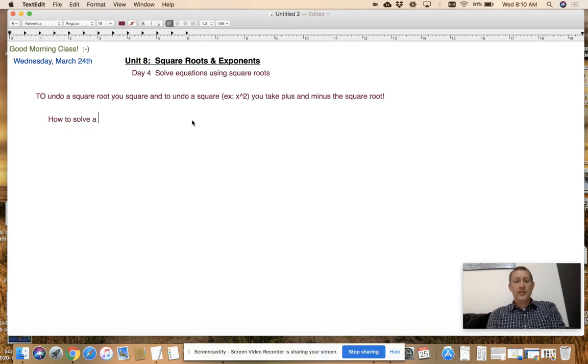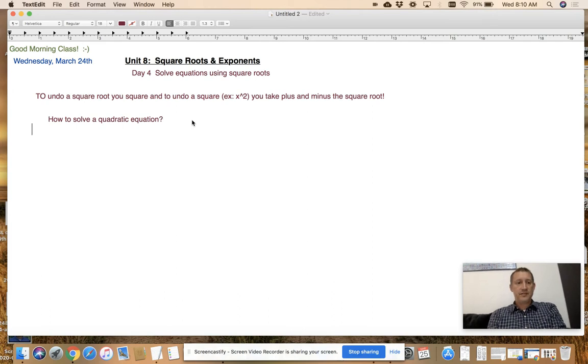these? These are called quadratic. Quadratic, if you think of quad, that means 4, and quadratic means you have a square in it. How many sides does a square have? A square has 4 sides. Quad means 4, so quadratic means you have a square in it. So how do you solve a quadratic equation?